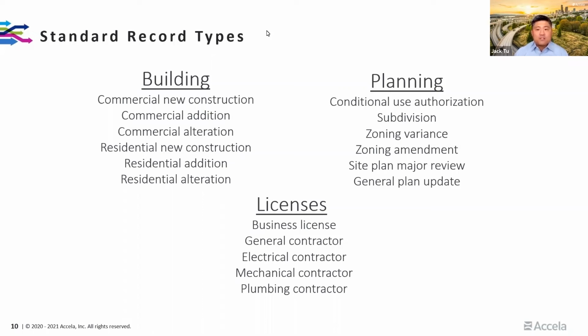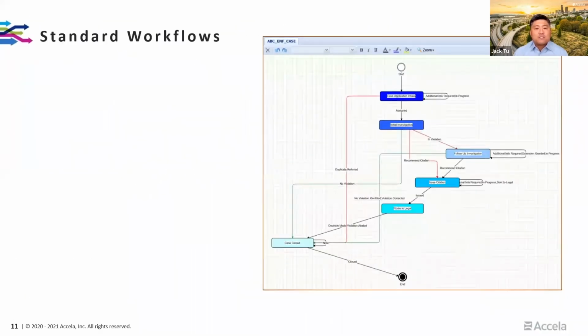For planning, we have conditional use, authorization, subdivision, zoning variance, zoning amendment, site plan major review, as well as general plan update. Again, we have additional Civic application solutions within the planning group. These are just the ones we've seen used most often. And for our licenses, we have business license, general contractor licenses, and electrical, mechanical, and plumbing contractor licenses. So again, these are just some of our standard record types within our Civic applications.